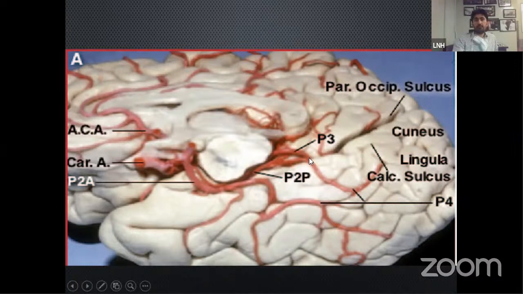From the P3 segment, two branches arise. One is the posterior parieto-occipital branch and the other is the calcarine branch. The posterior parieto-occipital branch supplies the pole and the posterior-most part of the occipital lobe, while the calcarine branch travels upward and medially along the medial surface to supply the medial surface of the occipital lobe.